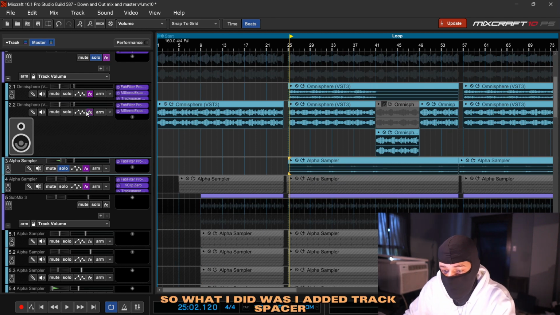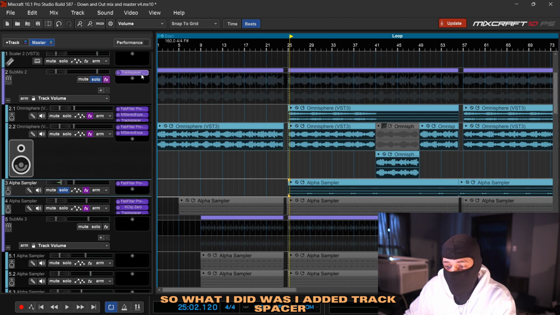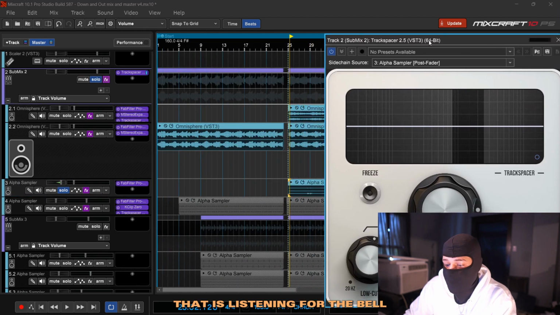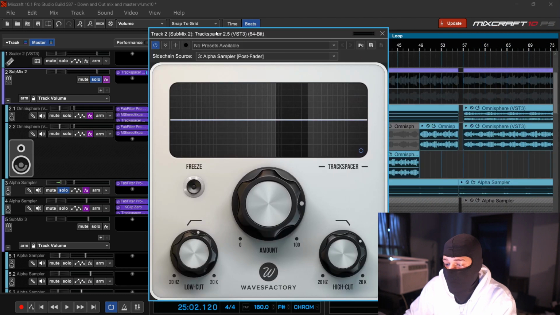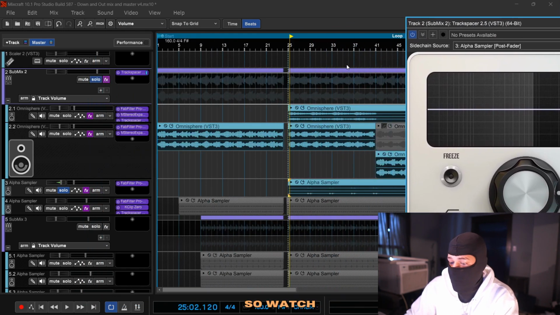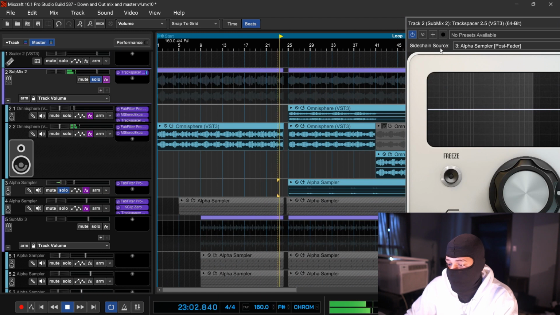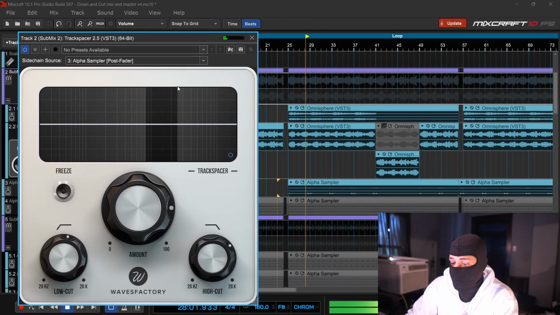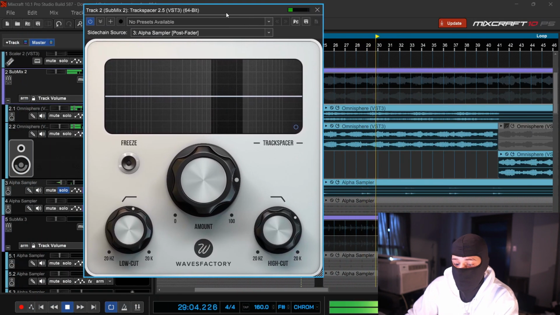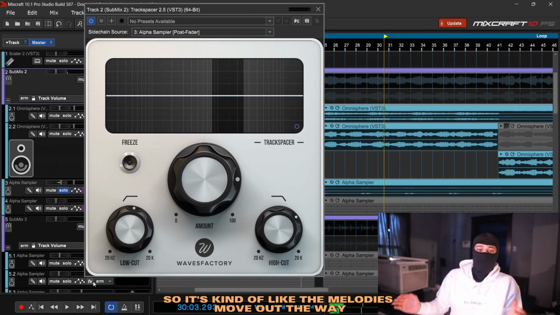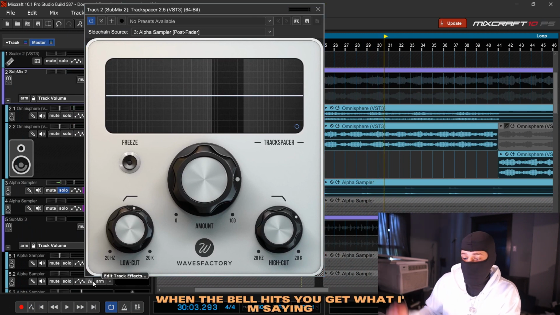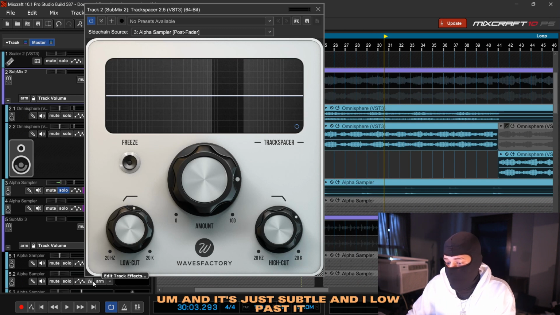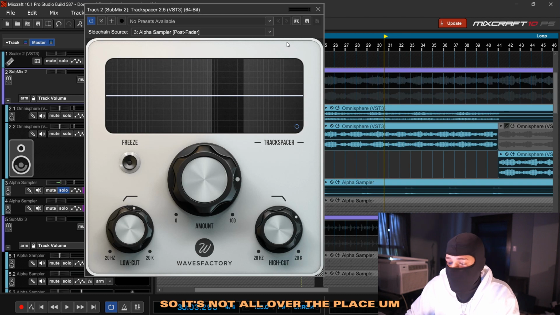So what I did was, I added Trackspacer that is listening for the bell. And it dips when the bell hits. So watch, right? Right. So it's kind of like the melodies move out the way when the bell hits. You get what I'm saying? And it's just subtle, and I low passed it so it's not all over the place.